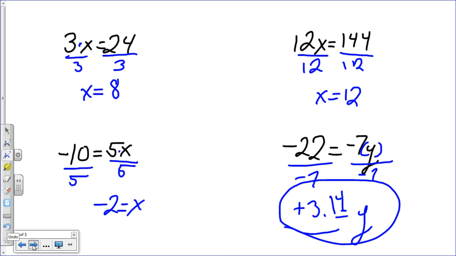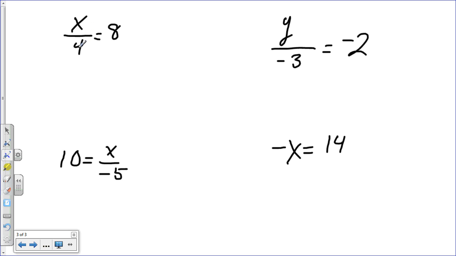So we got one more page here. We got x divided by 4. What's the opposite of division? Oh, multiplication. It's going to multiply by 4. Cancels that one out. So x equals 32.